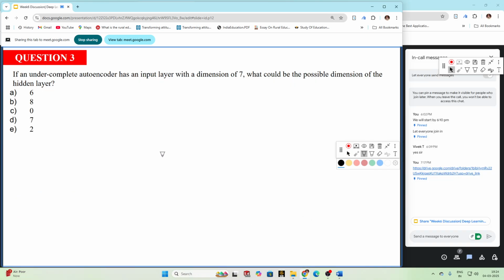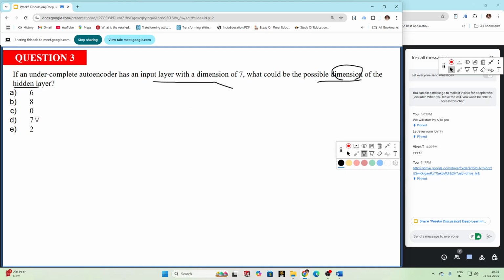Now let's move on to the next question. If an undercomplete autoencoder has an input layer with a dimension of 7, what could be the possible dimension of the hidden layer? Dimension is nothing but number of neurons. Okay, so what do you think? What will be the answer?